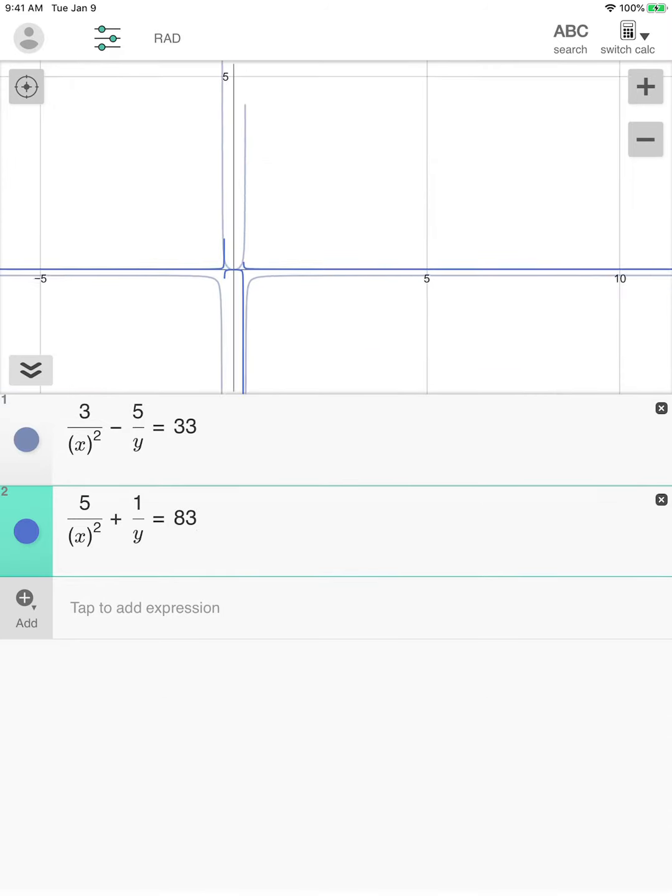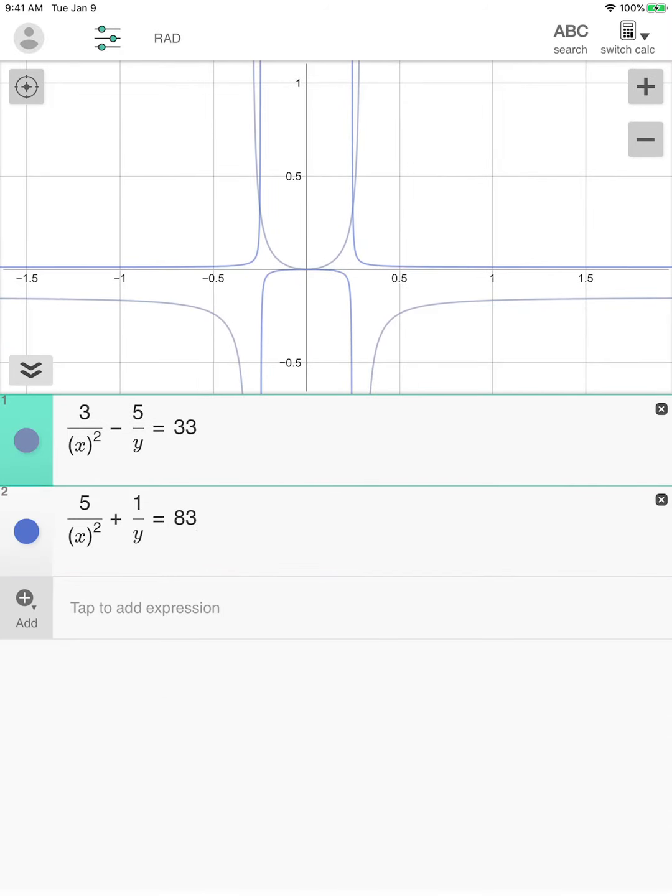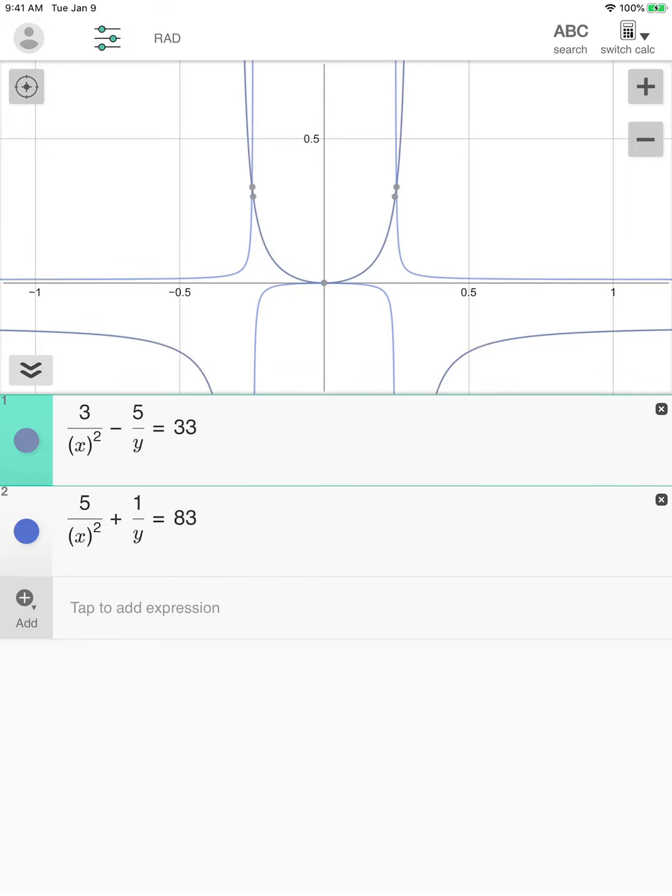Okay. And if we zoom in the center here, we should still be able to find their intersection point. So we've got 0, 0, which I don't think is actually going to be a solution to this system, because if you plug in 0 into either of these equations, you get undefined. So we can ignore that one.